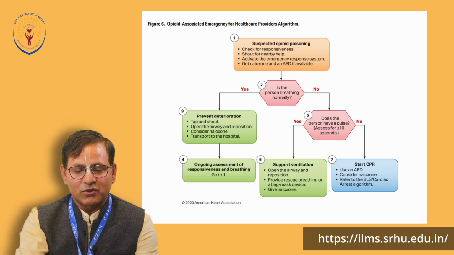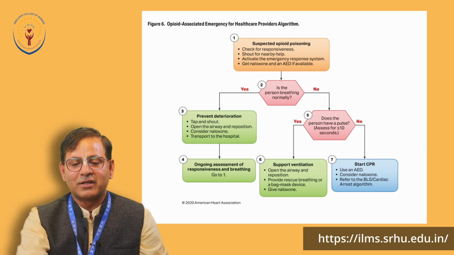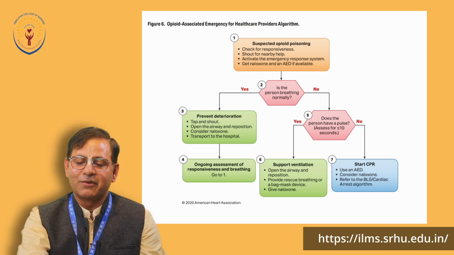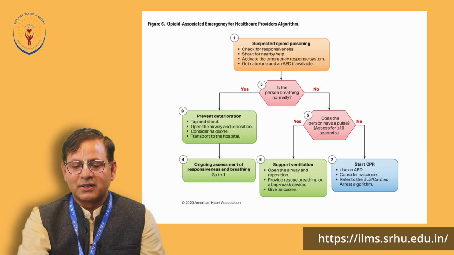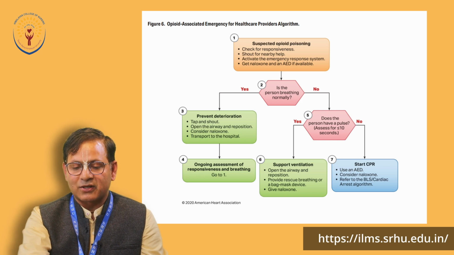If the client is not breathing normally, in that case, does the person have a pulse? If there is a pulse, then support ventilation, open the airway and reposition, provide rescue breathing or a bag mask device, and give naloxone. If the client does not have a pulse, in that case we have to start CPR, use an AED, consider naloxone, refer to the BLS and cardiac arrest algorithm, and shift the patient to a higher center.